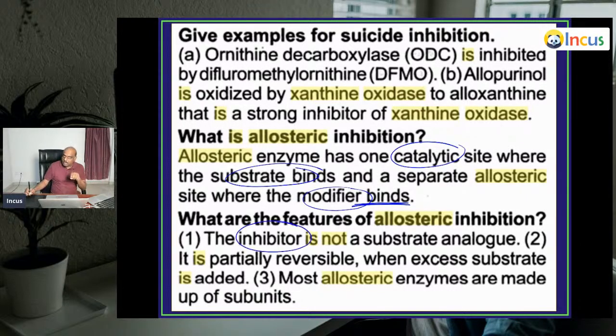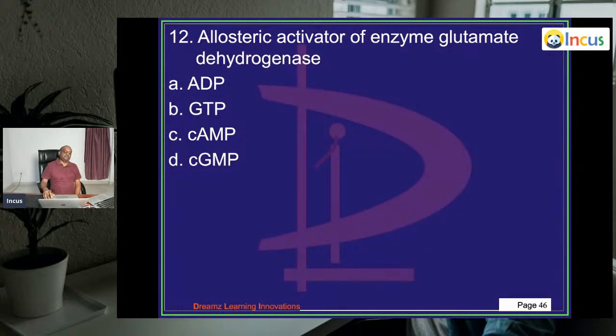Thus, the inhibitor is not a lookalike of the substrate. If one looks like the North Pole, the other can look like the South Pole; if one is beautiful, the other can be a monkey. So inhibitor and substrate are not lookalikes in allosteric inhibition. It is partially reversible. If you increase the substrate concentration, you can reverse it. And most allosteric enzymes are made up of subunits. Subunits is what you need to remember.